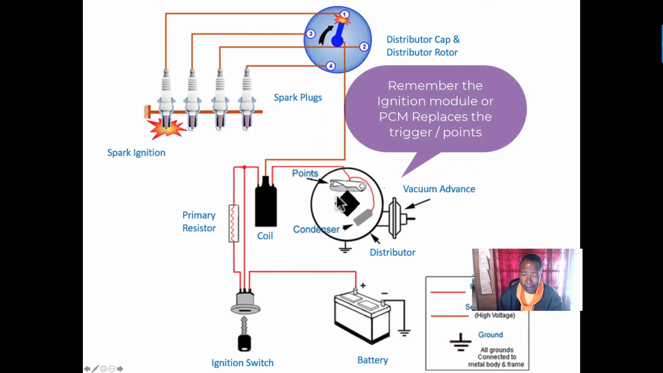Now, this is a lot of moving parts in here. Every time this cam lobe rotates, when you crank the car over, it's going to open and close a set of points, which makes and breaks the ground circuit.